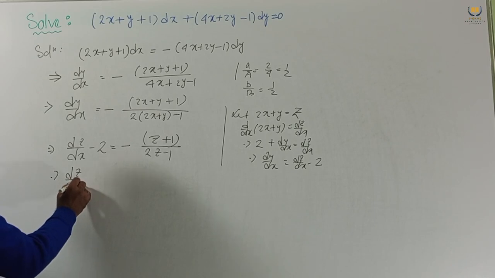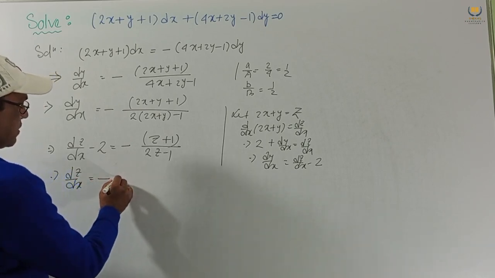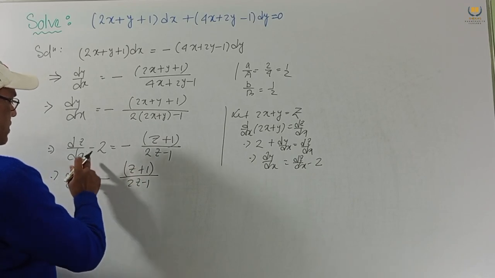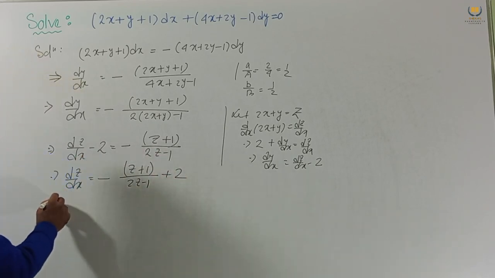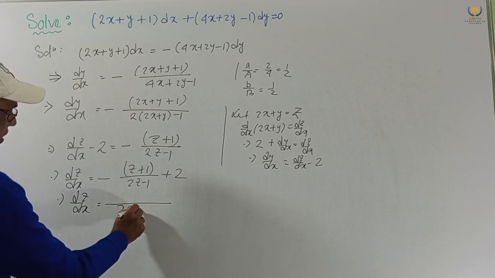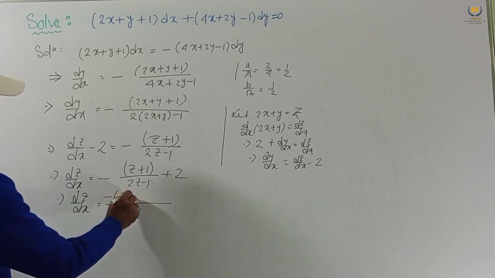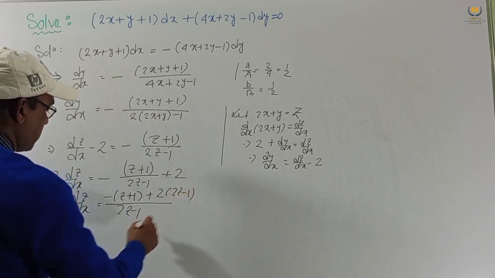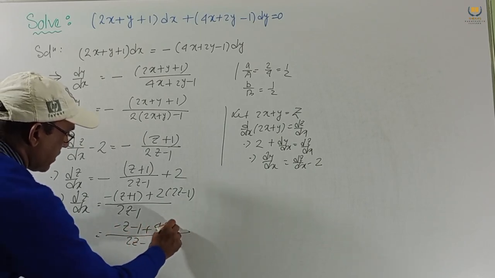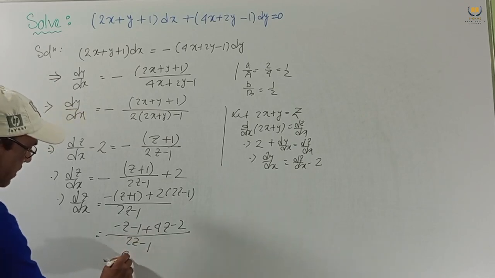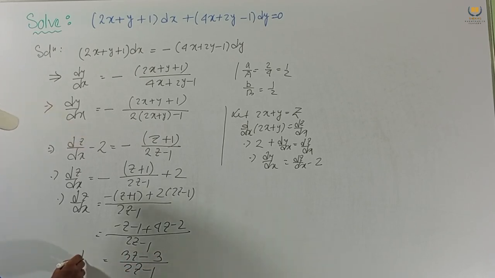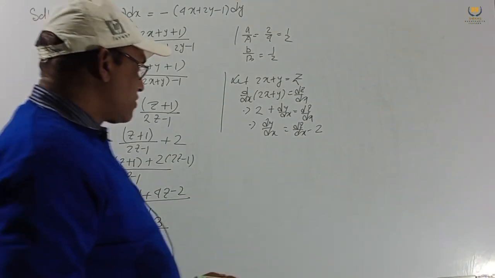And dz/dx = -(z + 1)/(2z - 1) + 2. Taking the LCM, we get dz/dx = (-(z + 1) + 2(2z - 1))/(2z - 1), which equals (-z - 1 + 4z - 2)/(2z - 1), and this equals (3z - 3)/(2z - 1). This is dz/dx.